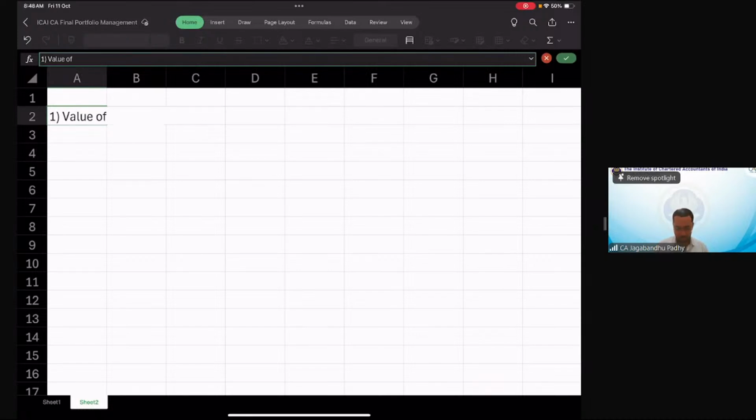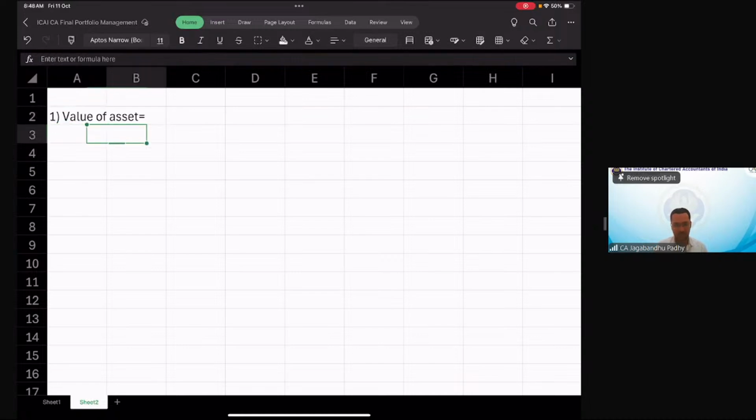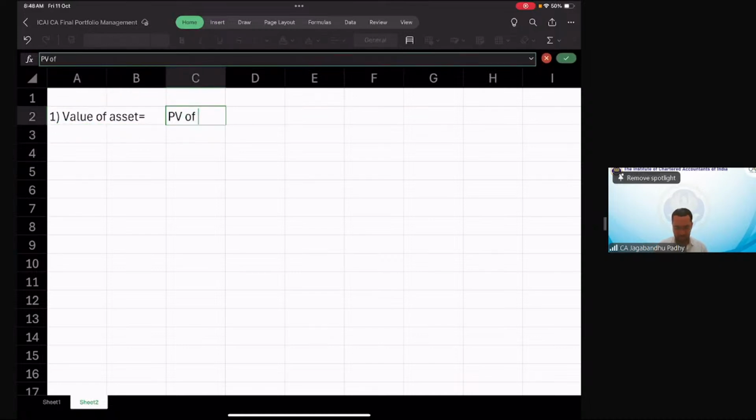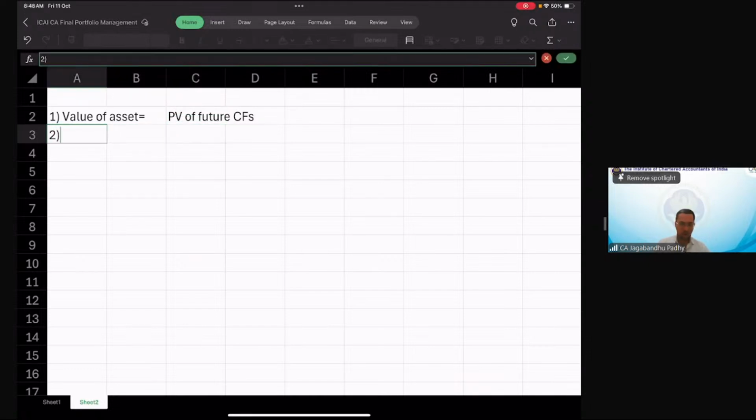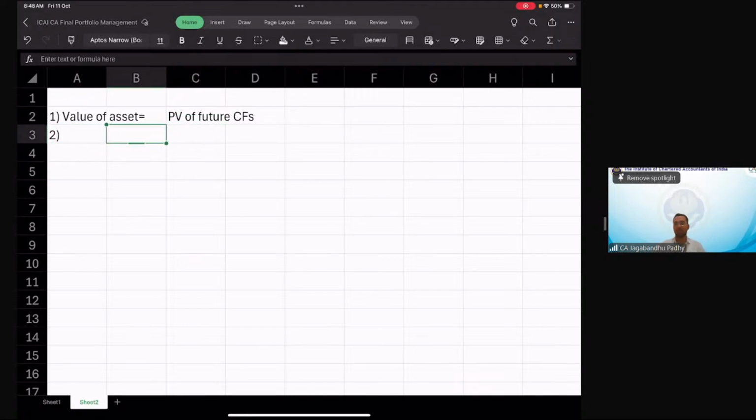Determining the value of any asset is simply the present value of future cash flows. Now, how do we determine the present value of future cash flows? We need two things to work on it. First would be estimating the future cash flows.